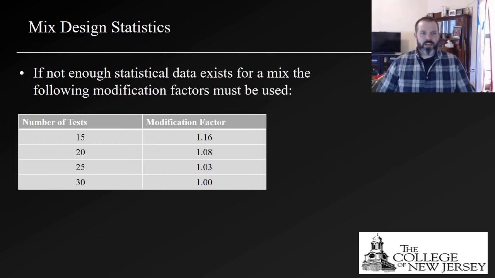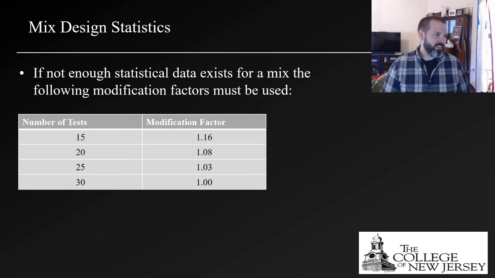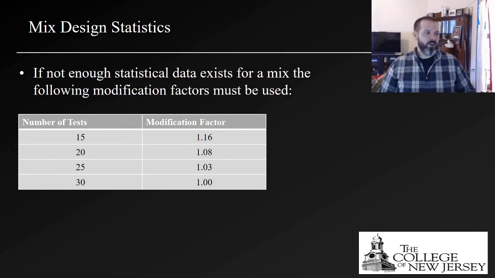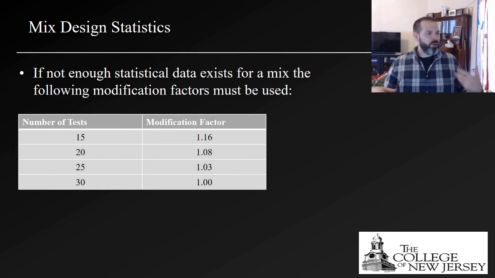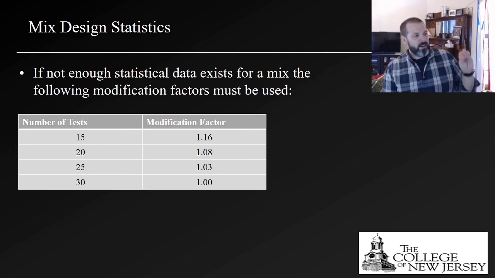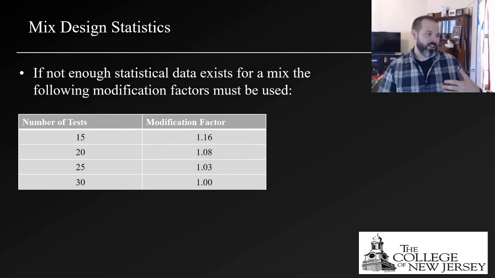So, for example, if you have 15 tests, your modification factor is 1.16, meaning that if you have an average strength, you're basically going to do 1.13 S and then reduce it by 0.16 until you get to the 30 samples when you can use the 1.34 S, meaning that you get that 10% value from your standard deviation.